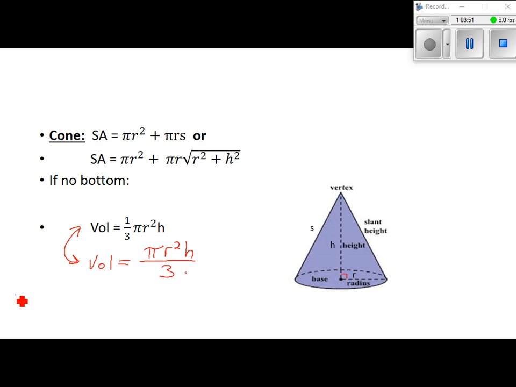If my cone was like an ice cream cone, would it have a circle? No. So if it did not have a bottom, and we wanted to find the surface area, what are we getting rid of in this formula? Remember, what was area of a circle? Pi times radius squared. So what are we getting rid of? That part. So it would just be pi times radius times s, or pi times radius times the square root of r squared plus h squared.